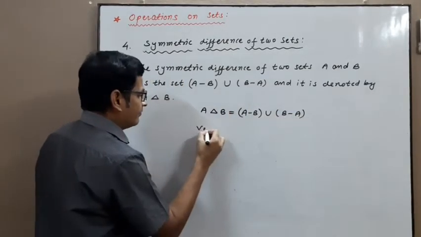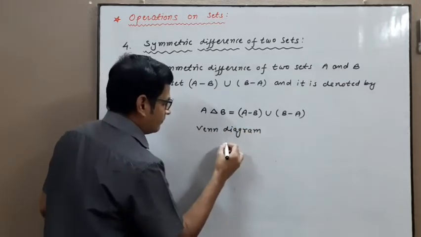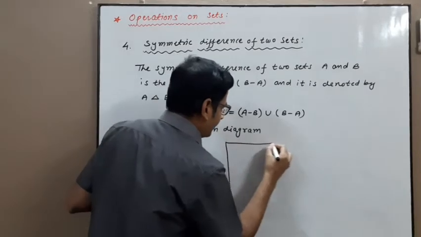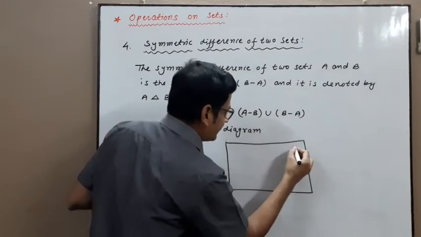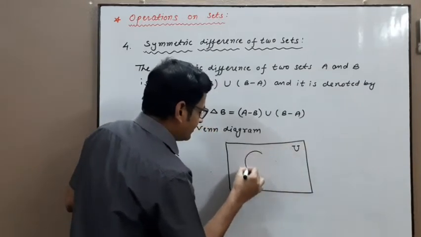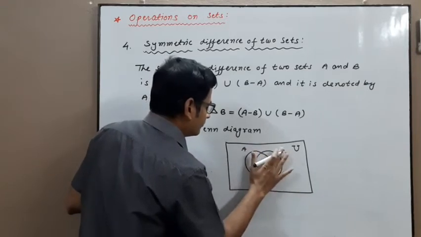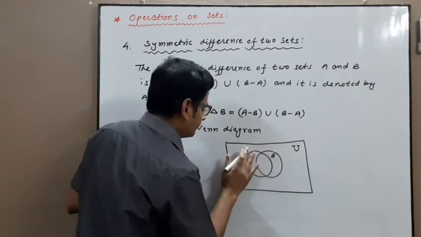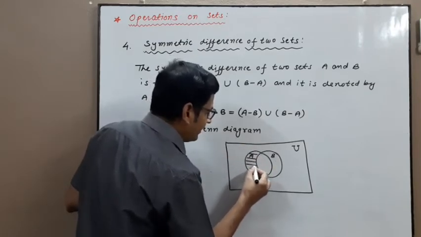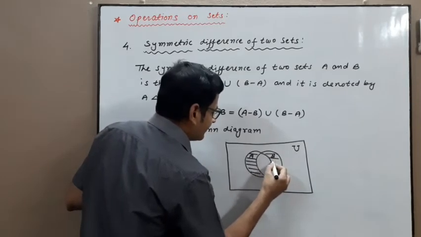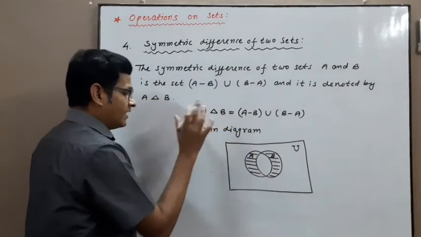Venn diagram. Universal set, two sets A and B. This is A minus B, only A, and this is B minus A. So the union of these two sets is called A del B.